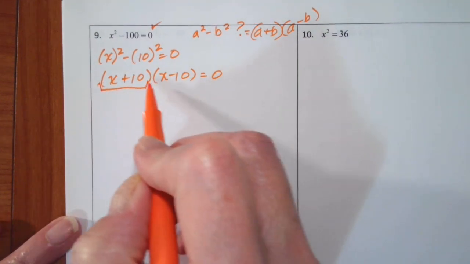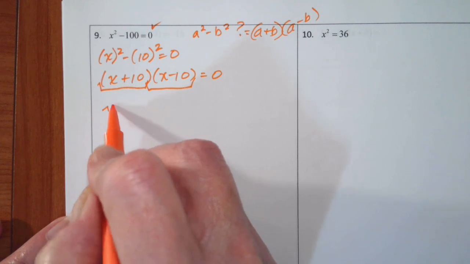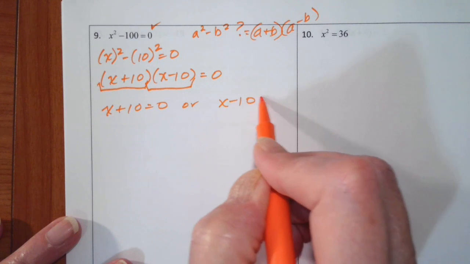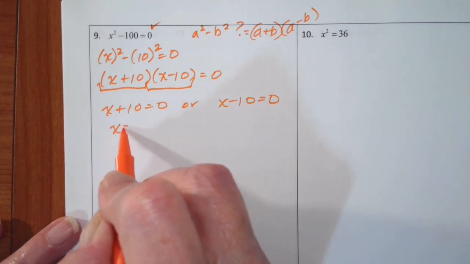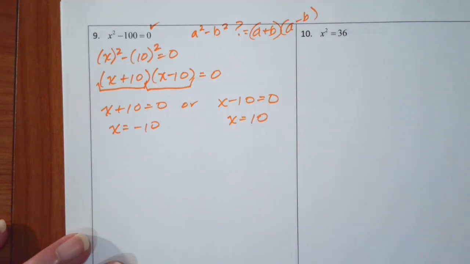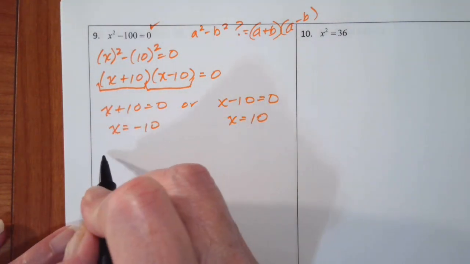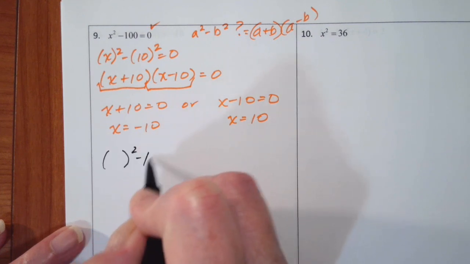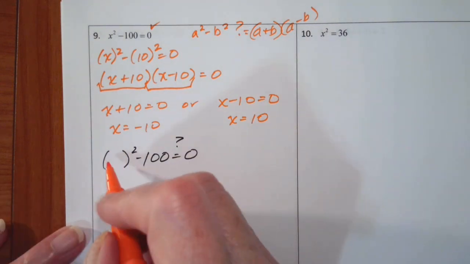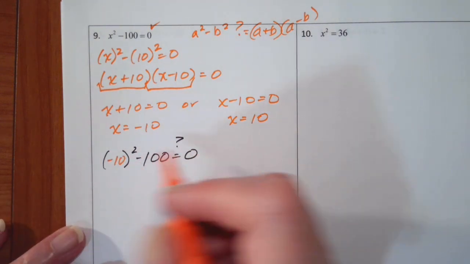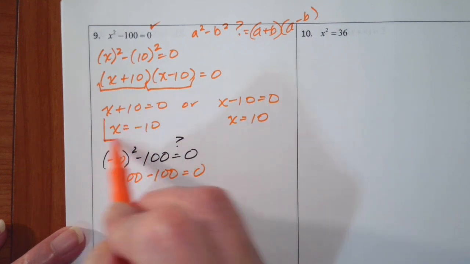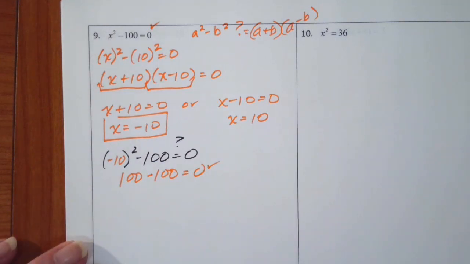So now I just set each of these equal to 0. So x plus 10 equals 0, or x minus 10 equals 0. This tells me x is negative 10. This tells me that x is 10. And again, I'm going to check in the original equation. Okay, so does negative 10 squared minus 100 equal 0? 100 minus 100 equals 0. So that checks.